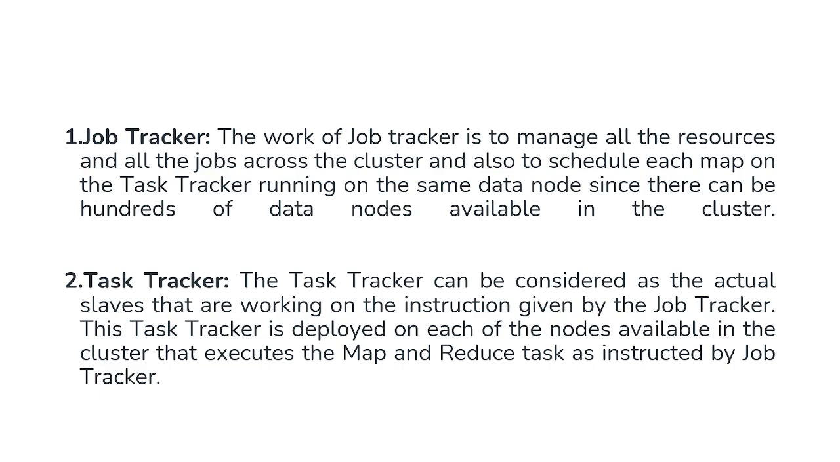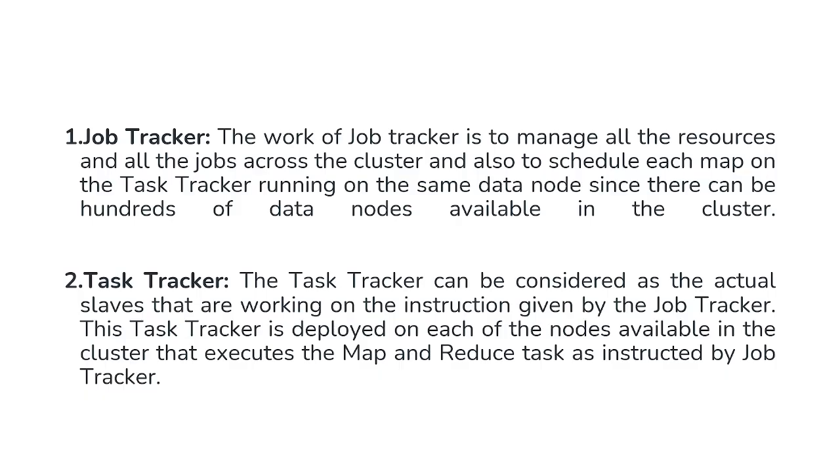So the next two are the other important components of MapReduce, that is your job tracker as well as your task tracker. The work of the job tracker is to manage all the resources and all the jobs, whether the necessary resources for the job are allocated across the cluster. It also schedules each map task to run on the same data node, checks whether it works in the proper way, and assigns the necessary resources to the job. The entire thing will be tracked by the job tracker, which is available in the same data node.